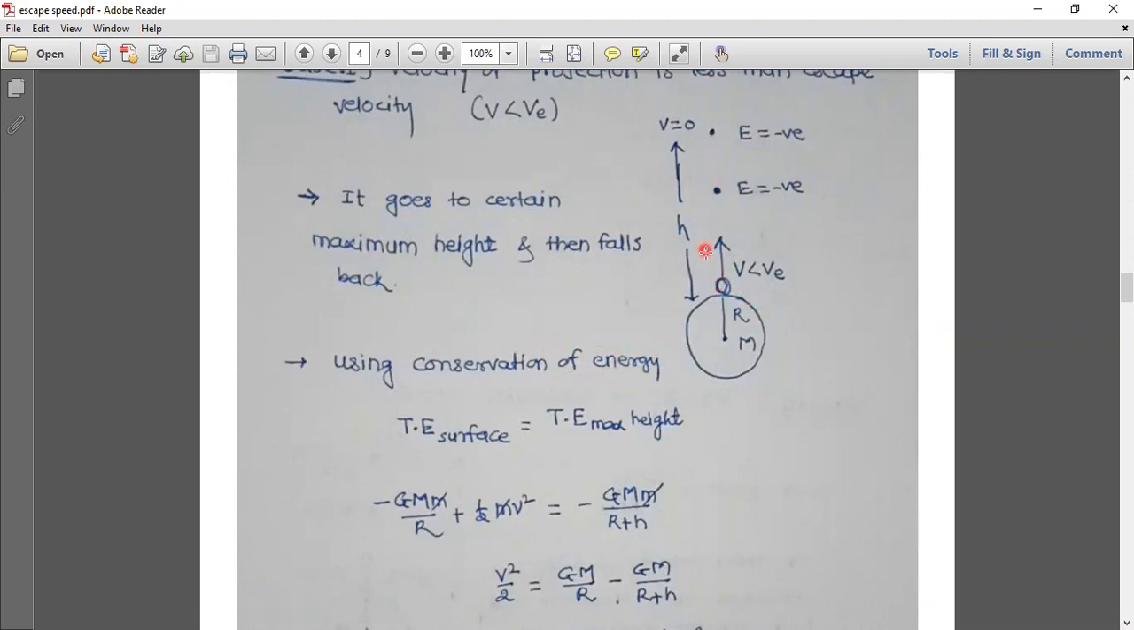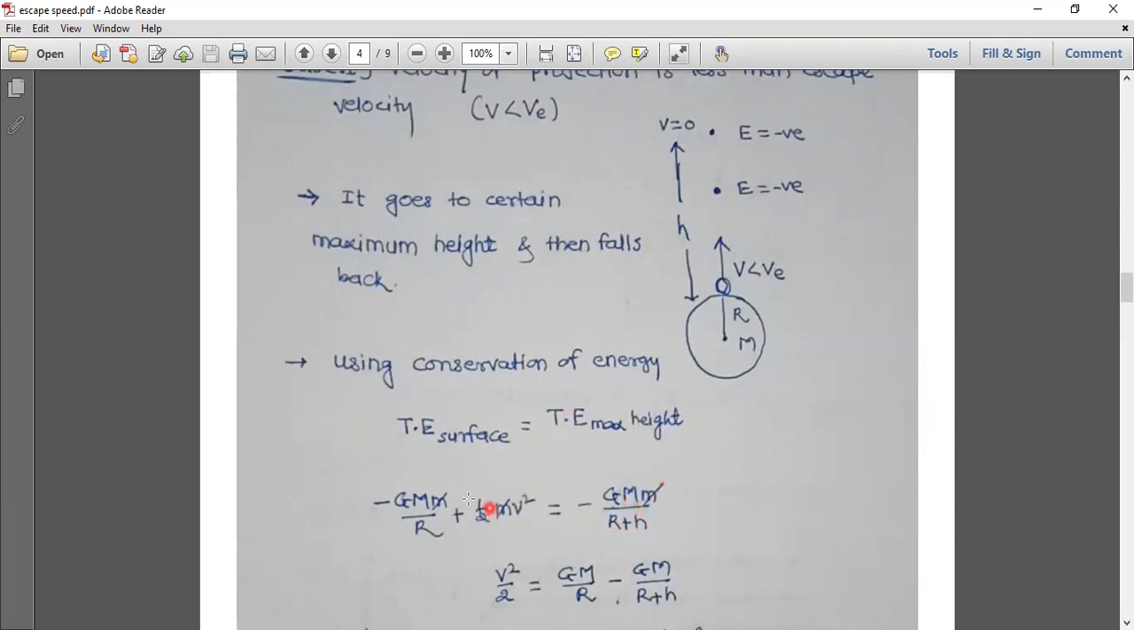Already in work, power, energy you have learned that total energy will remain constant everywhere: kinetic energy plus potential energy, whatever it is. Here also potential energy plus kinetic energy at each and every point will remain the same, and it is always negative. So see, total energy at the surface is equal to total energy at maximum height. Therefore, at the surface you have gravitational potential energy minus GMm by R plus half m v square, which is equal to minus GMm by R plus h.